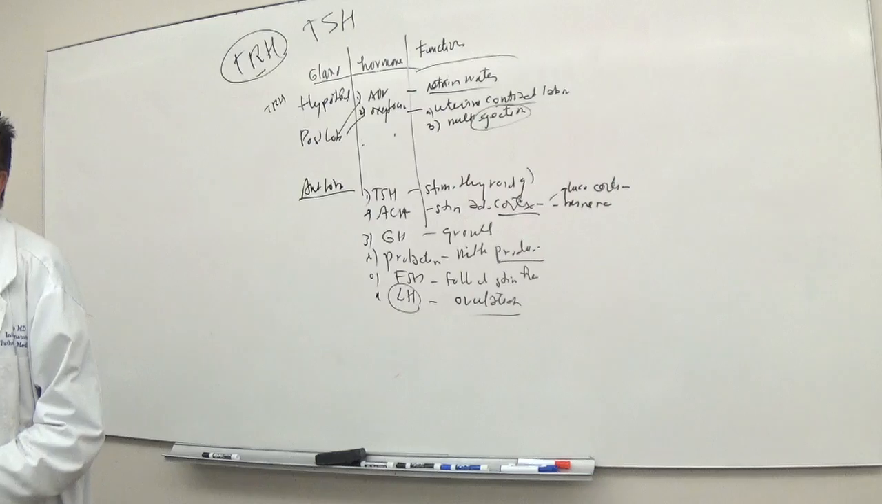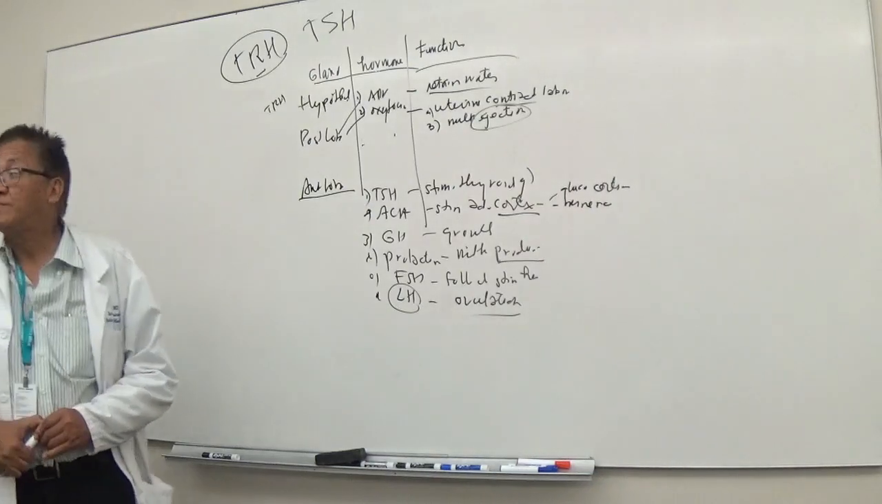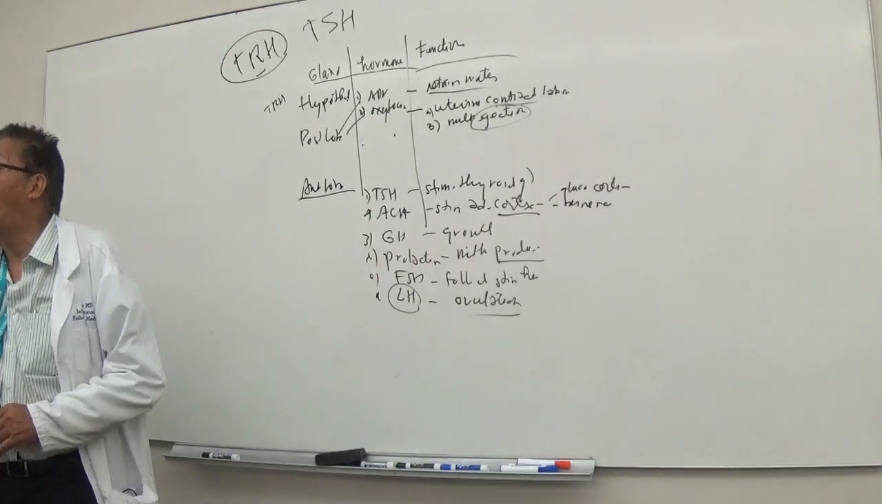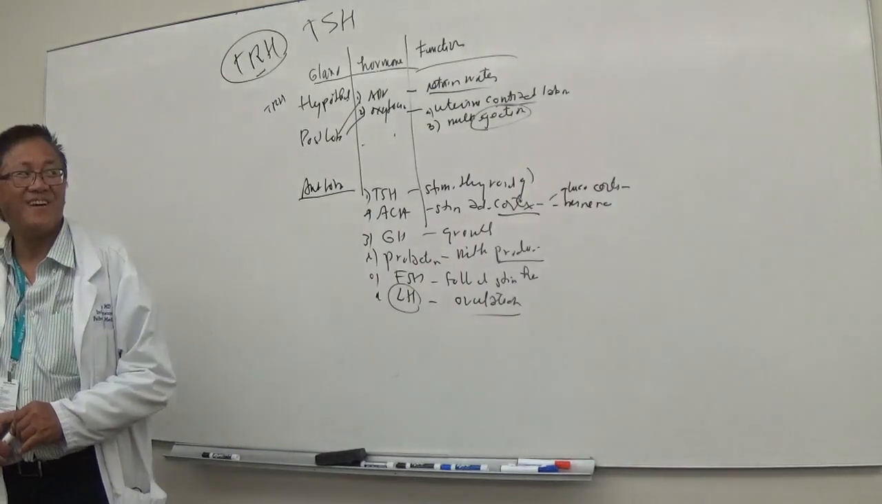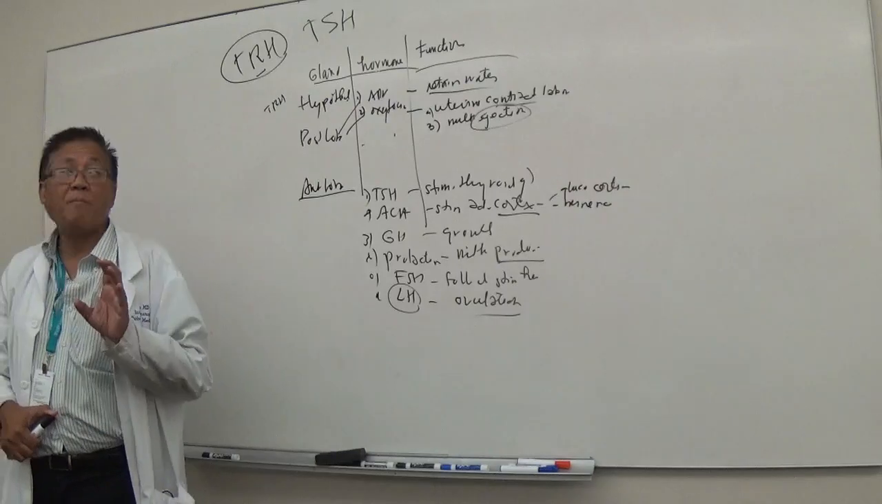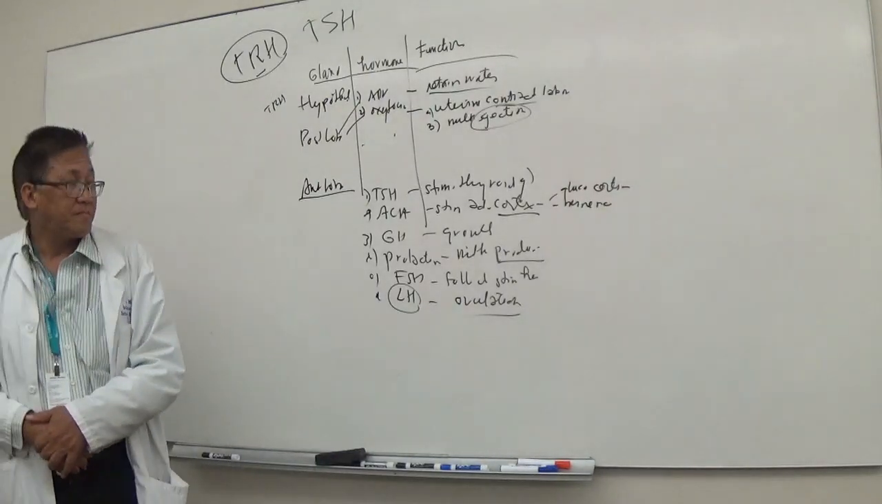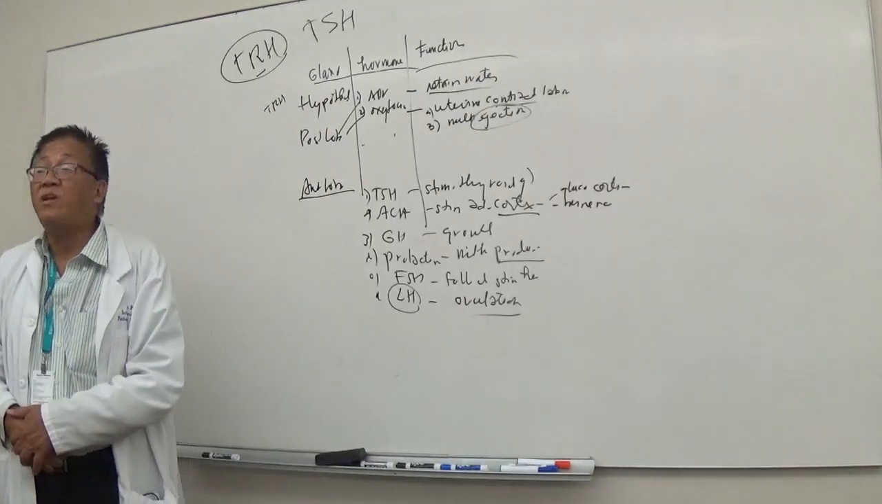What exactly is ovulation? Release of what? The oocyte, or ovum, or egg, right? You understand what I'm saying? So apparently, luteinizing hormone causes the mother to release an egg. When does a mother release an egg?